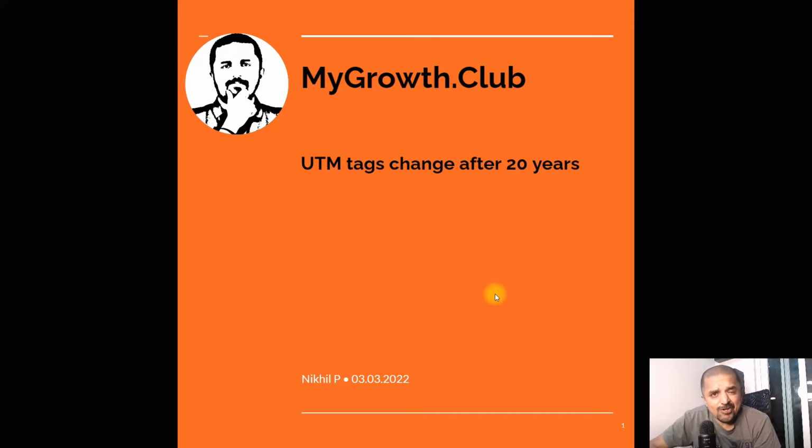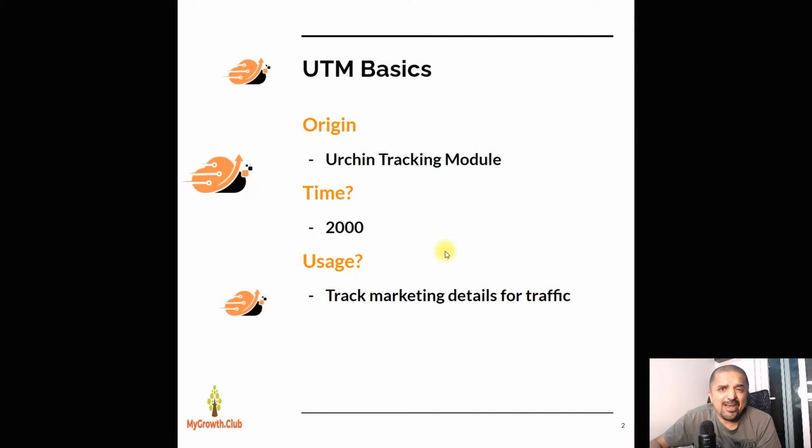This week we are going to talk about UTM tags, and after 20 years, Google has introduced 3 more UTM tags to the original 5 UTM tags which they inherited from Urchin Analytics. First, let's take a look at the basics of UTM tags.